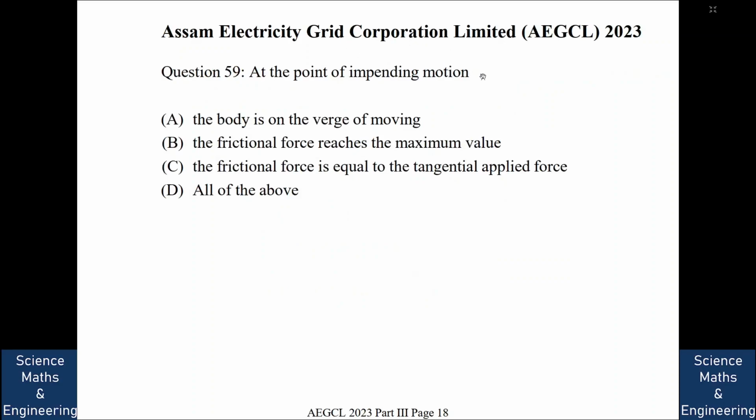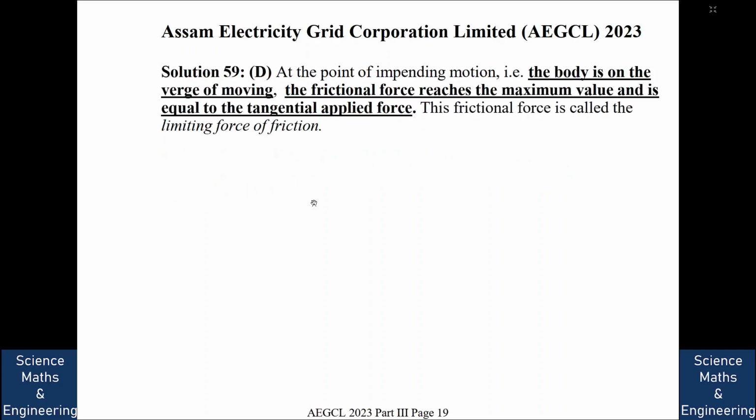At the point of impending motion: A, the body is on the verge of moving. B, the frictional force reaches the maximum value. C, the frictional force is equal to the tangential applied force. And D, all of the above. So the answer is all of the above, because impending means it is just going to start.